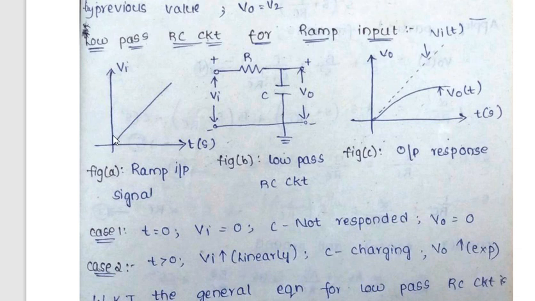The first case is at t equal to 0, and the second case is for t greater than 0. That means when the input signal increases linearly.